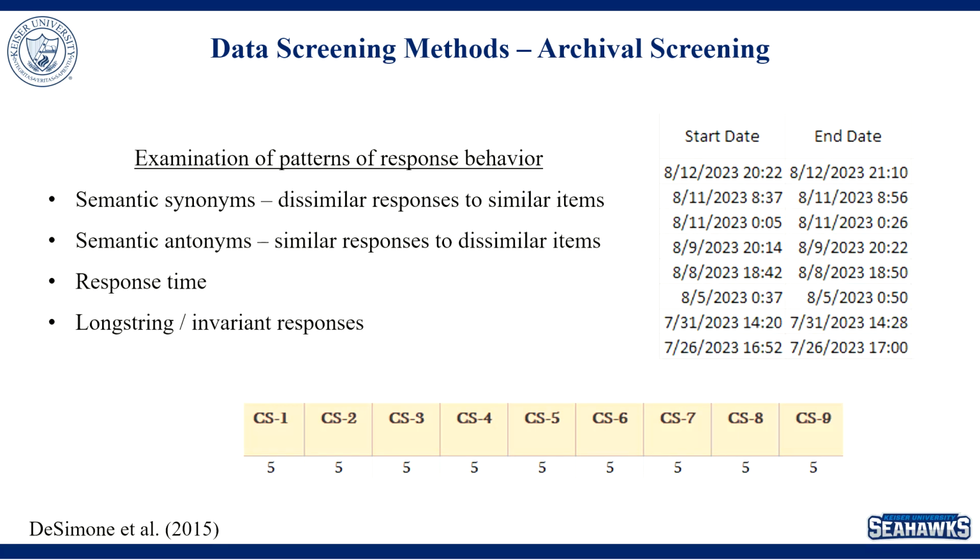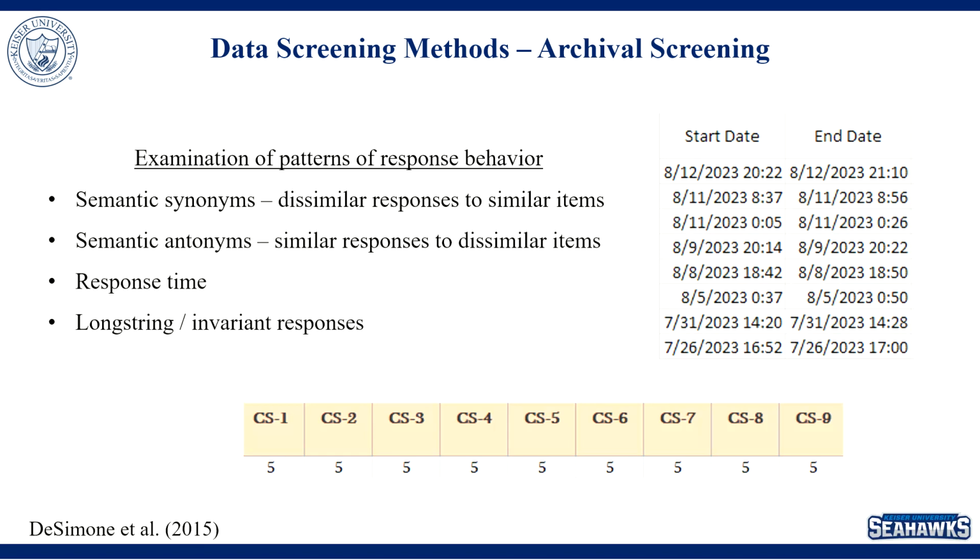Another method is called archival screening. Archival screening is when you examine the data and you look for patterns in the response behavior. I have a couple of examples here I'll discuss in a moment. First off, semantic synonyms is where you have dissimilar responses to similar items. For example, if you have 5 items that are similar, that measure stress, and they're supposed to all basically get a similar scoring, and you have some very high scores and some very low for similar items, then it could be problematic.